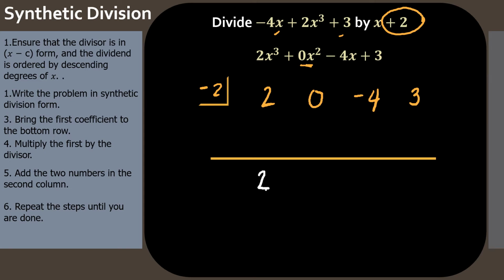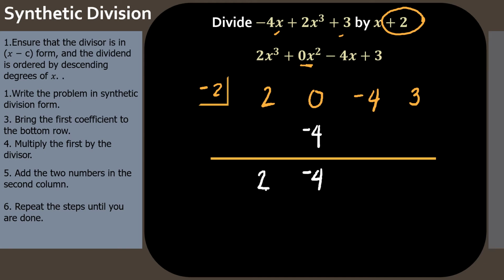2 times negative 2 is equal to negative 4. Pagkatapos, i-add na natin. 0 plus negative 4 is negative 4. Mas madali ang paggamit ng synthetic division kung hindi tayo sanay sa pagsusubtract. Sa long division, kailangan natin mag-subtract pero sa synthetic division, addition ang gamit natin.